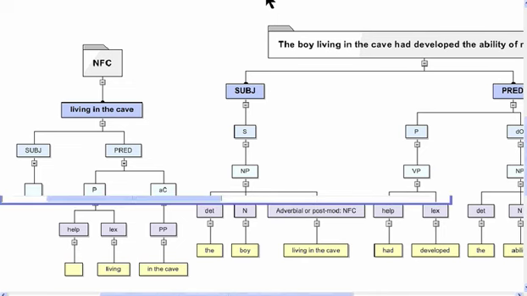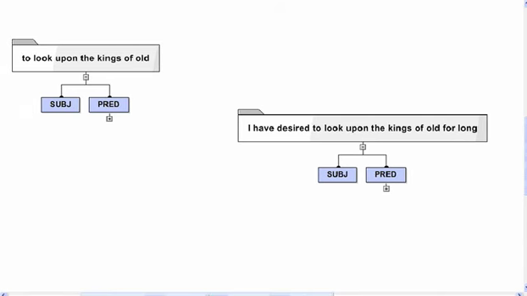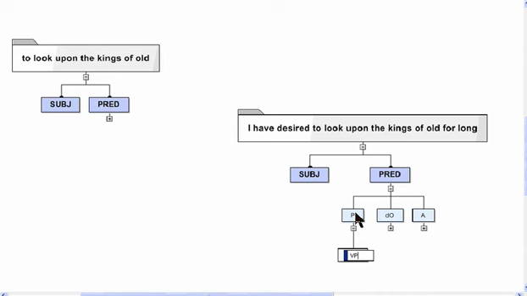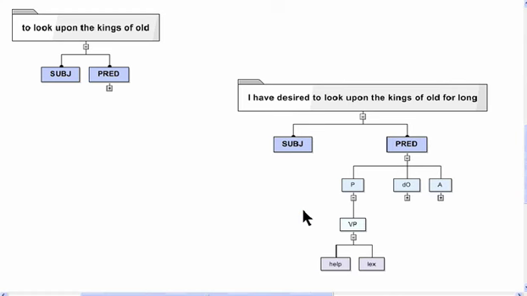If I now look upon one more example, we looked a little while ago at some sentences from Lord of the Rings. I have desired to look upon the kings of old for long. Well, how would we have this then? So it's I have desired something, and I think the subject part is okay. You're there. In the predicate we have a predicator, I have desired. Right, so we could do that if you want. That's a verb phrase. And in the verb phrase we have a helping verb, and we have a lexical verb. So that part you're okay about, I think.